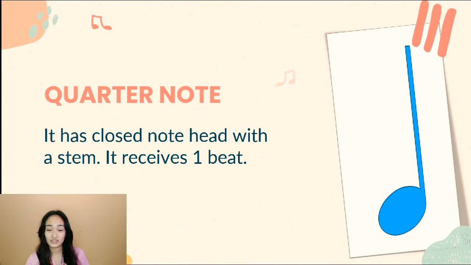And for the third note, we have quarter note. When we say quarter note, it has a closed note head with a stem. Again, the note head is already closed note head, meaning the note head is shaded. And quarter note receives 1 beat.